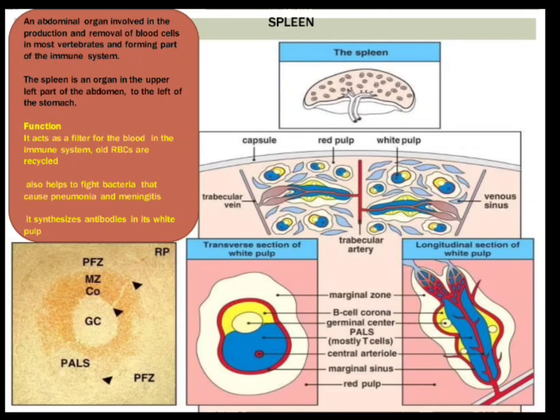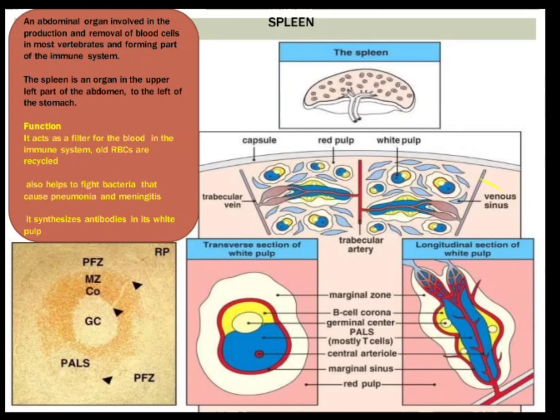Now if you see this, this entire part is called the white pulp, and this entire thing is called the red pulp. Now what is present in the white pulp has antibody producing cells and monocytes.